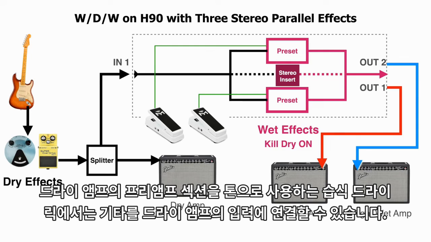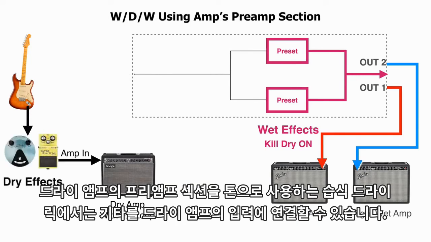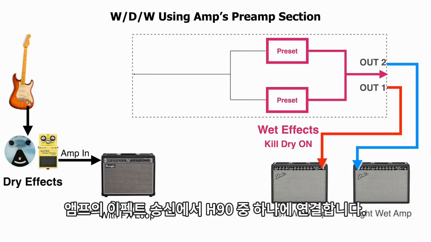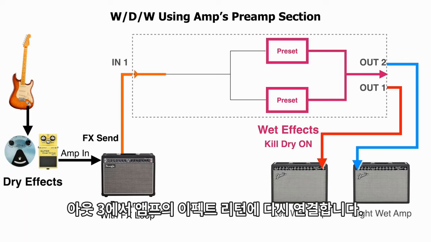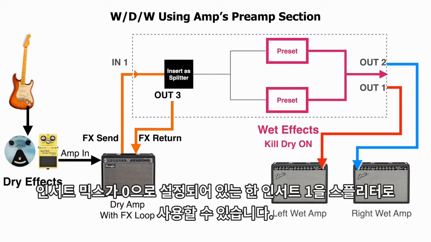In wet-dry rigs where we prefer to use the dry amp's preamp section for its tone, we can connect the guitar to the dry amp's input. From the amp's effect send, we connect to in1 of the H90. From out3, we connect back to the amp's effects return. Once again, we can use insert 1 as a splitter as long as its insert mix is set to 0.